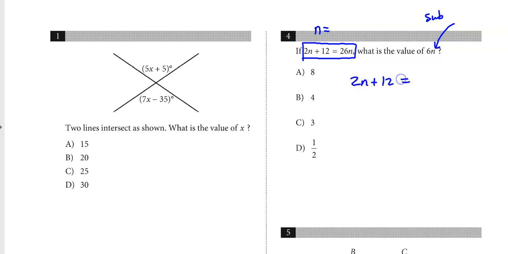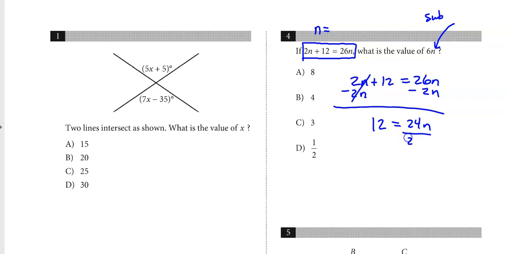2n plus 12 equals 26n. Let's get all our n's to the right side. So I'm going to subtract 2n from both sides, and I'll get 12 is 24 times what? Divide both sides by 24, and I get n equals 1/2.